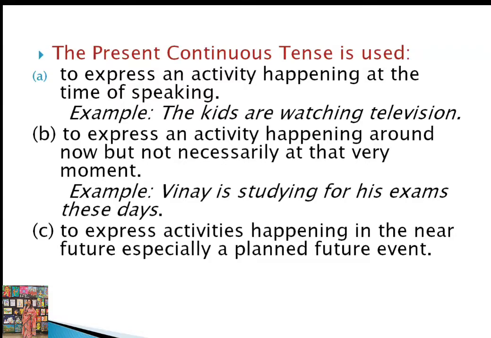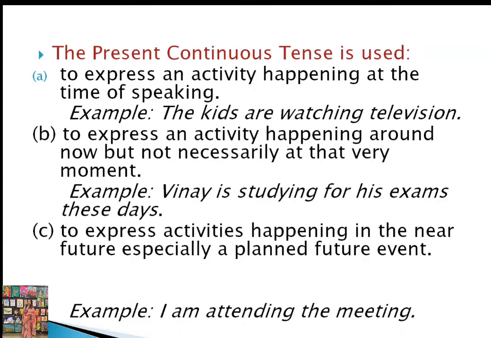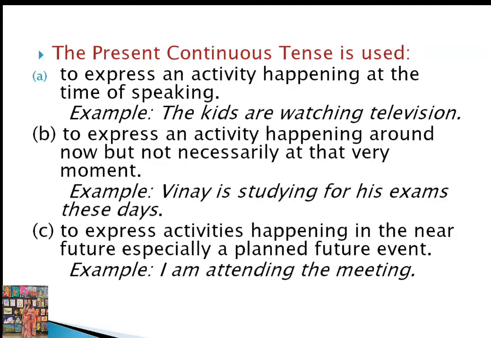Then, to express activities happening in the near future, especially a planned future event. For example, I'm attending the meeting. If someone asks you that tomorrow there is a meeting at 3 p.m., are you going to attend? If you say I'm attending the meeting, that means you are expressing an activity which will happen in the near future. Just tomorrow or maybe after 2 hours or after 3 hours, and you have already planned. Then you use present continuous tense.